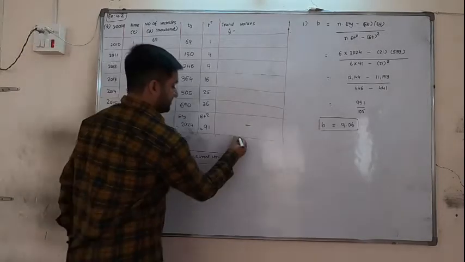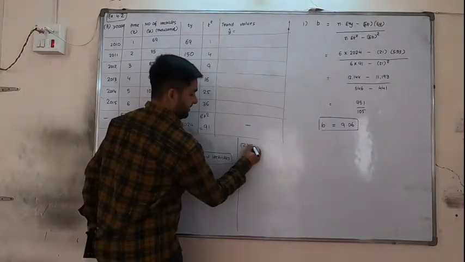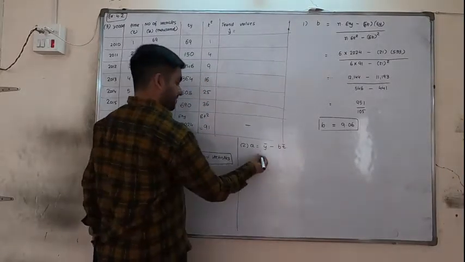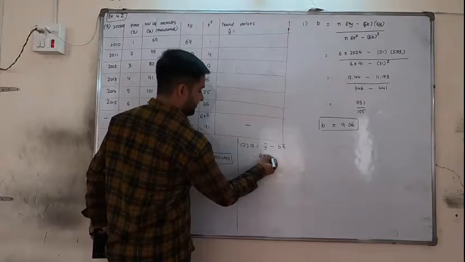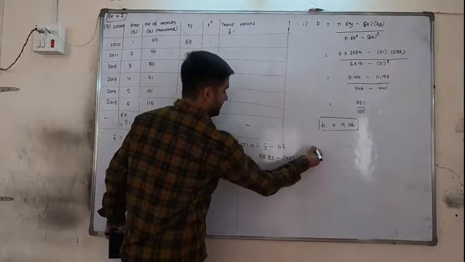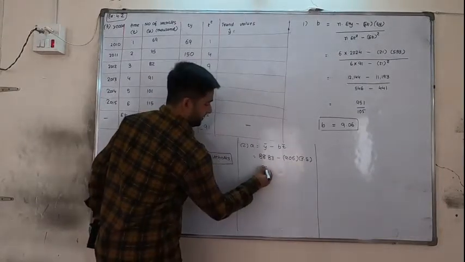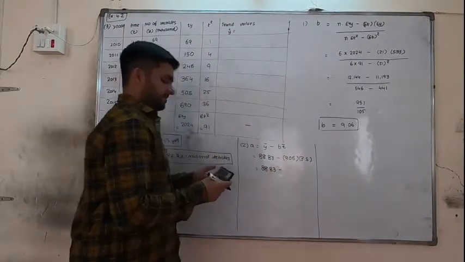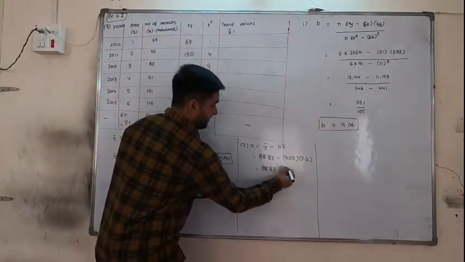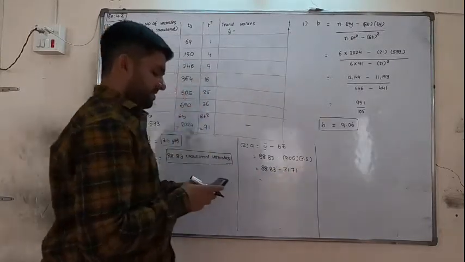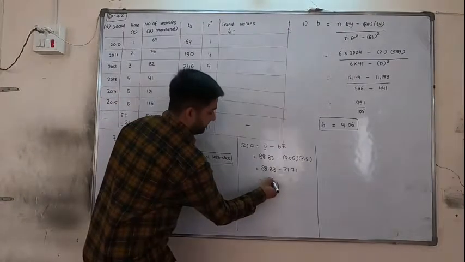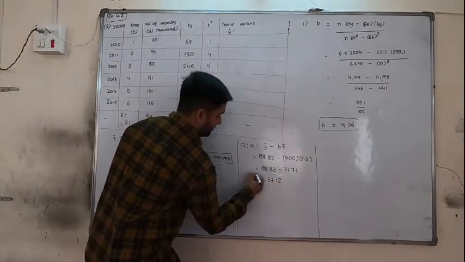So 9.06. Second step, a is equal to y bar minus b t bar. Y bar is 88.83 minus b is 9.06 and t bar is 3.5. 88.83 minus 9.06 multiply 3.5, that is 31.71. 88.83 minus 31.71 is 57.12.